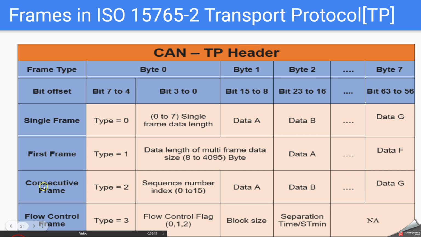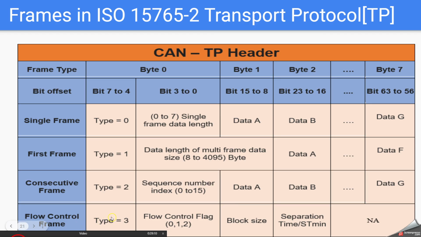Then we have the consecutive frame. In a consecutive frame, the higher nibble of the first byte will be type 2, and the sequence number will range from 0 to 15 because it's only 4 bits. Once it reaches 15, it resets to 0. It works like a sequence counter, showing which block you are sending: is it the first block, the second block, the third block, and so on. Accordingly it starts sending, and that sequence number will be validated on the receiver's side.